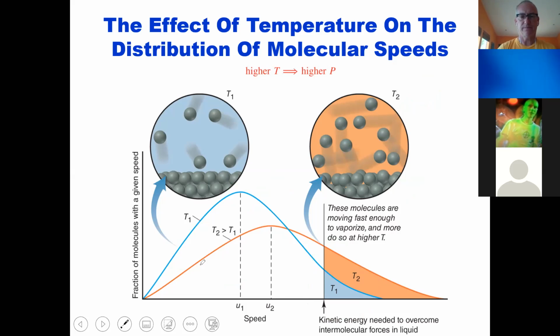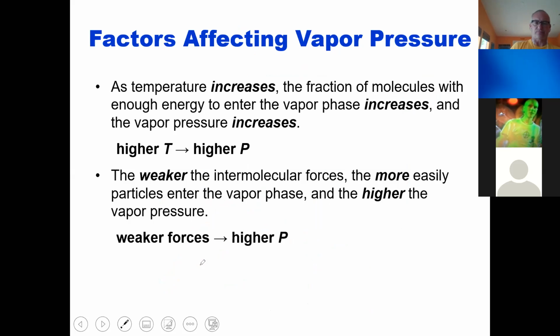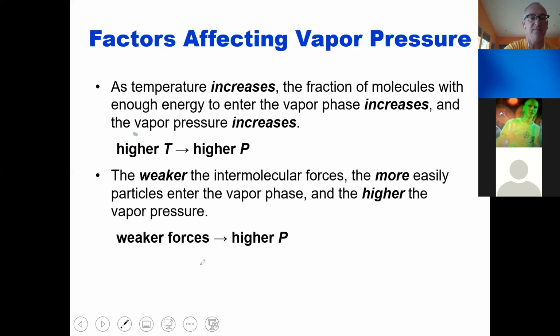So let's look at some of these. These are the factors affecting vapor pressure, as I just mentioned. As the temperature increases, you get more and more molecules moving fast enough to enter the vapor phase. And so the vapor pressure goes up as you have more and more molecules in the gas phase. Gas pressure is going to increase. We already know this. We have learned the higher the temperature is, the higher the pressure.